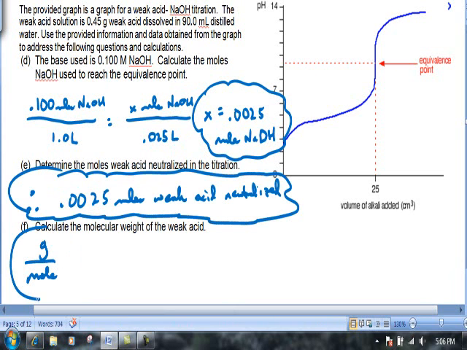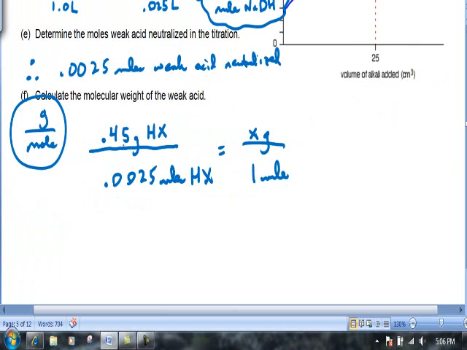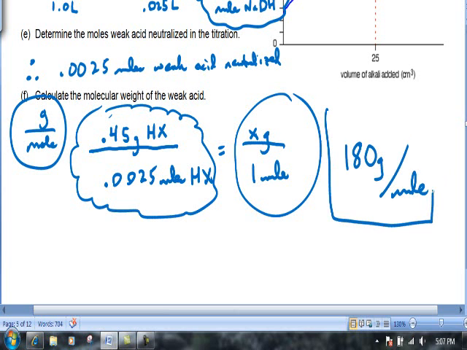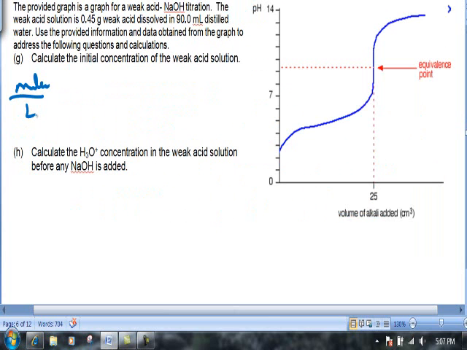Molecular weights are measured in grams per mole. We have to know two things, grams and moles. We weighed out 0.45 grams of weak acid, and we know 0.45 grams is 0.0025 moles of weak acid. Setting up a proportion, we know we have 0.45 grams of HX present in 0.0025 moles of HX. That'll allow us to get how many grams are present in 1 mole. Solving, we get 180 grams per mole would be the molecular weight of this unknown weak acid.